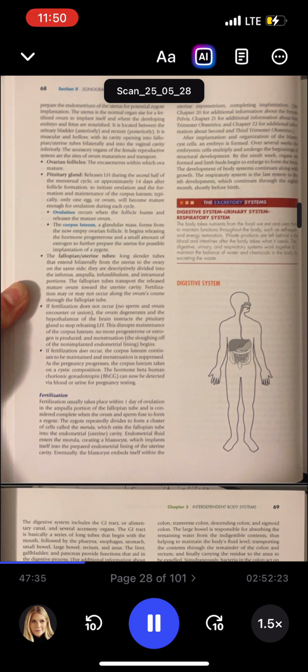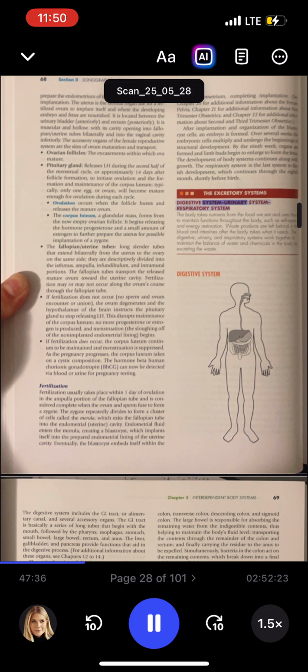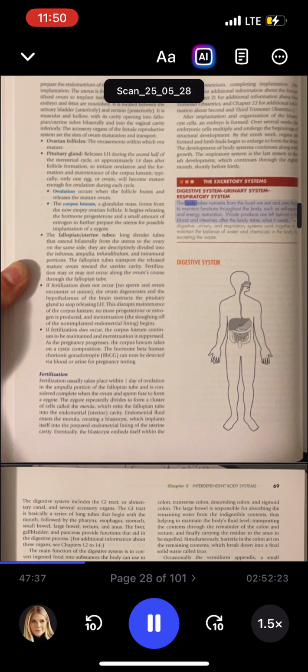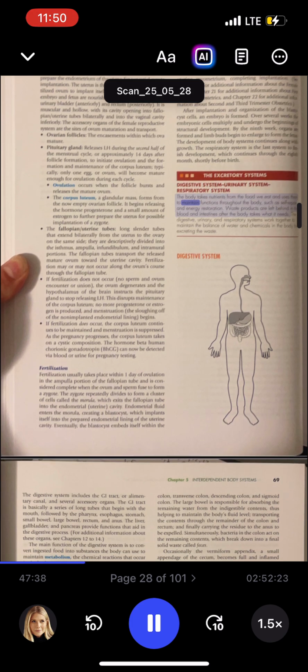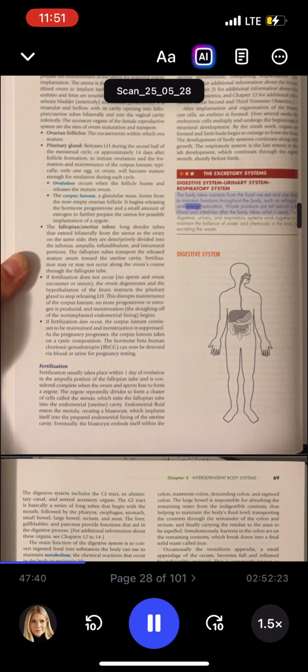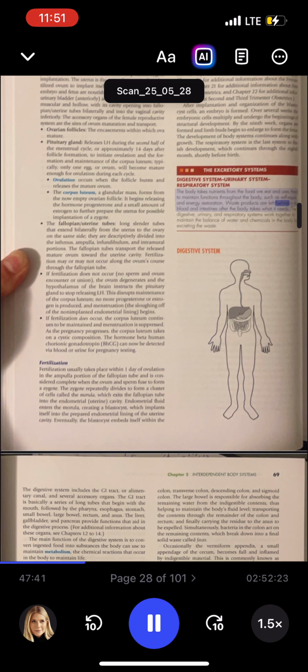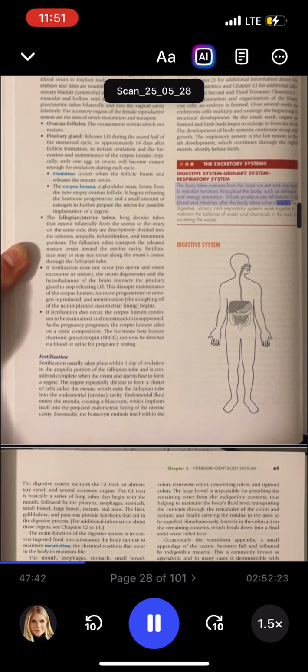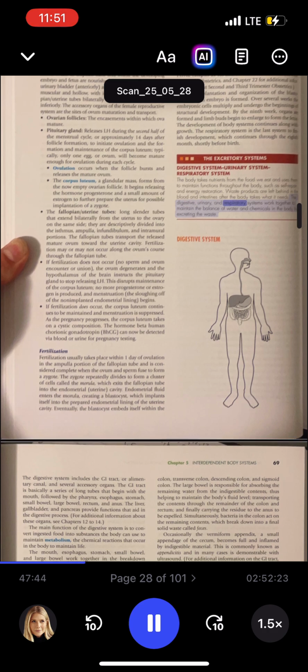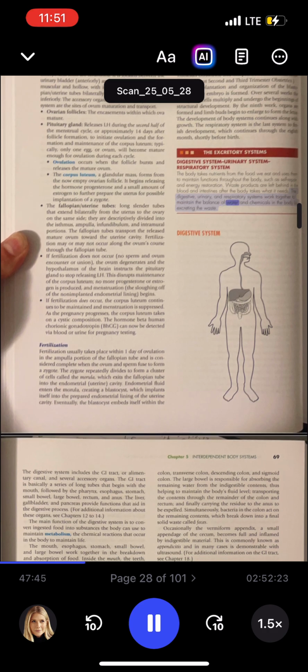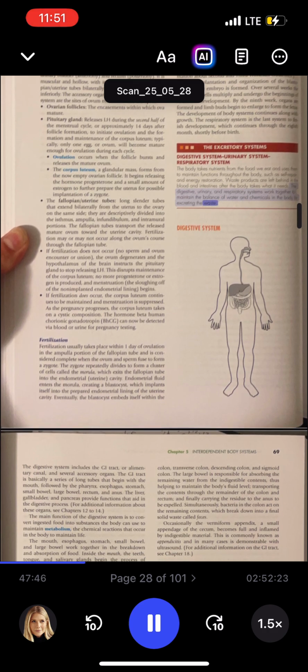The excretory systems: digestive system, urinary system, respiratory system. The body takes nutrients from the food we eat and uses them to maintain functions throughout the body, such as heat and energy restoration. Waste products are left behind in the blood and intestines after the body takes what it needs. The digestive, urinary, and respiratory systems work together to maintain the balance of water and chemicals in the body by excreting the waste.